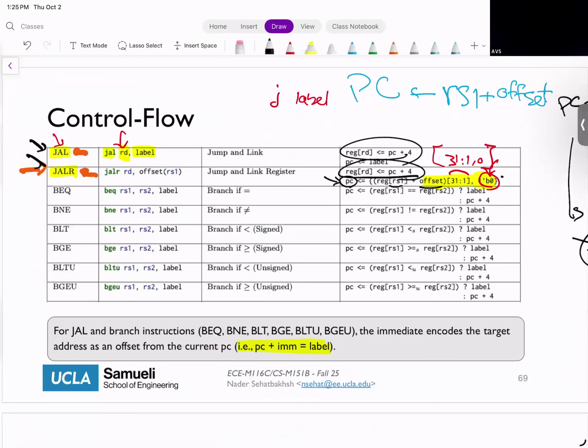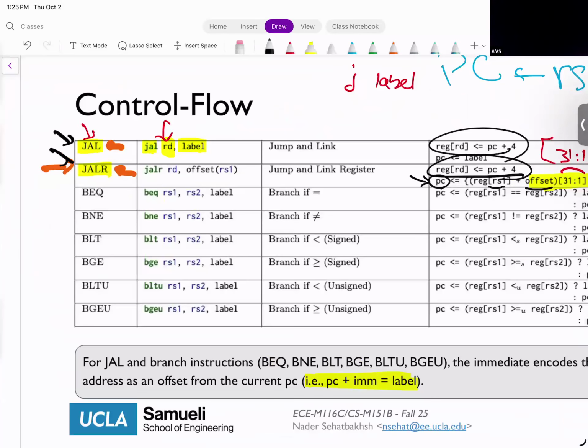Okay. So then in addition to the jump instructions, which are unconditional jumps, you also have conditional jumps. RISC-V has 6 different types of branches: branch equal, not equal, less than, greater than or equal, less than unsigned, and greater than or equal unsigned. The syntax of them is all the same. So basically, you have your instruction, RS1, RS2, and a label.